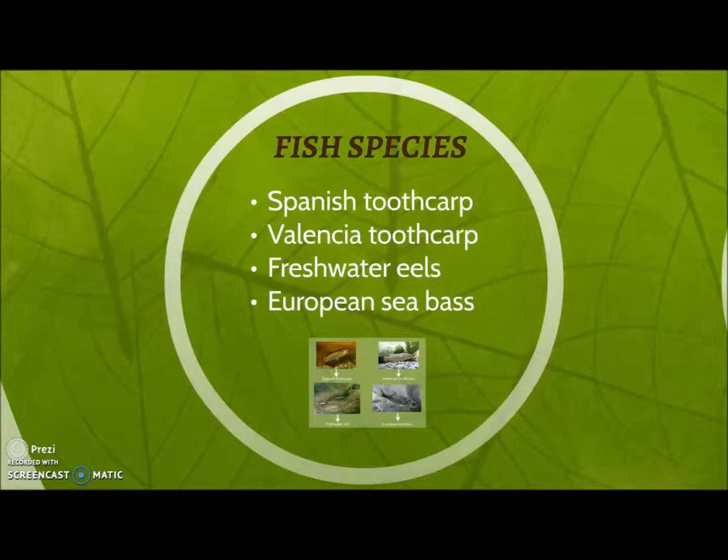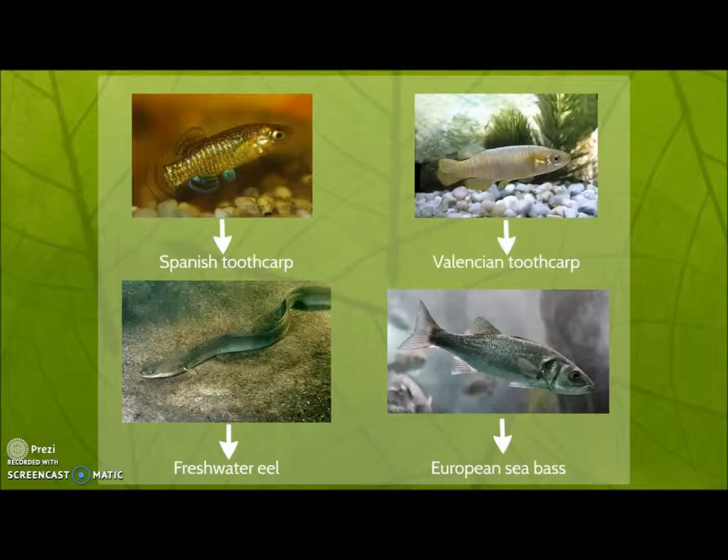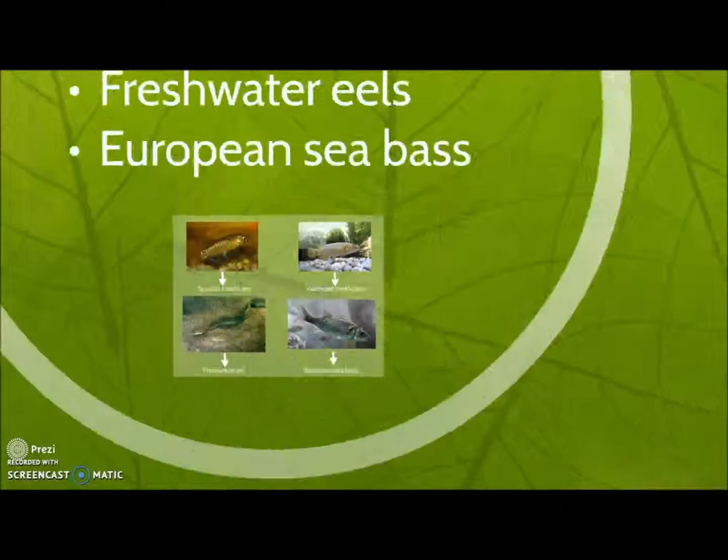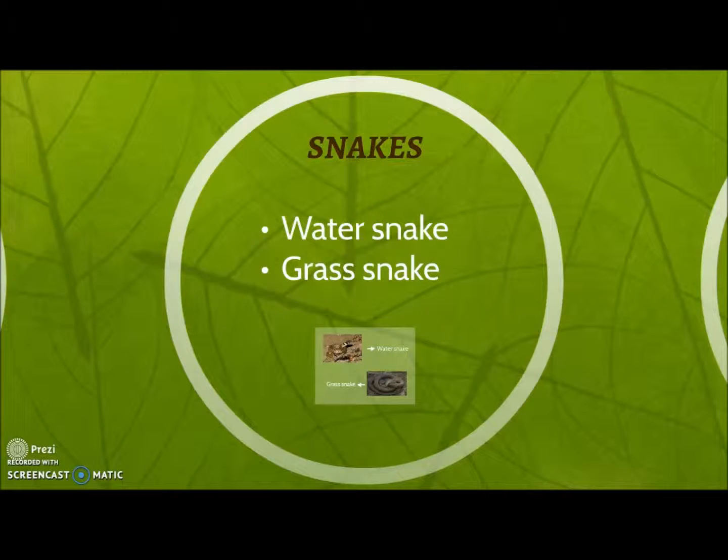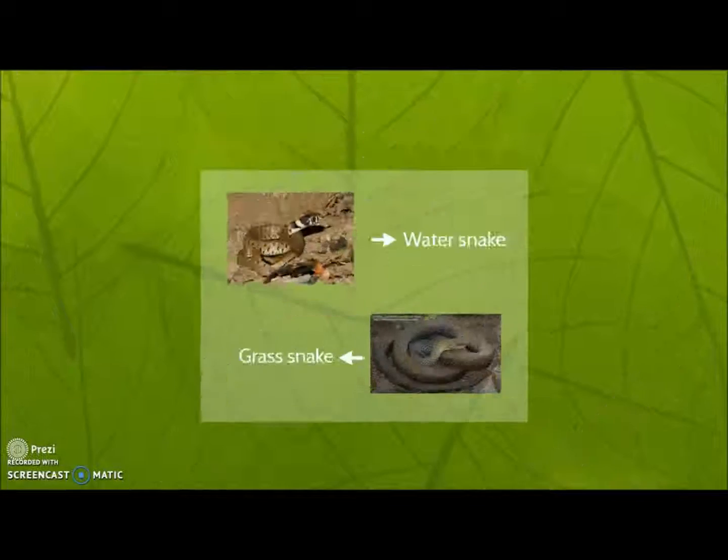We can highlight some fish species, such as the Spanish toothcarp and Valencia toothcarp, because they are endemic fish of Valencia, and freshwater eels, and the European sea bass for its economic importance. Among the snakes, we can highlight the water snake or the grass snake.